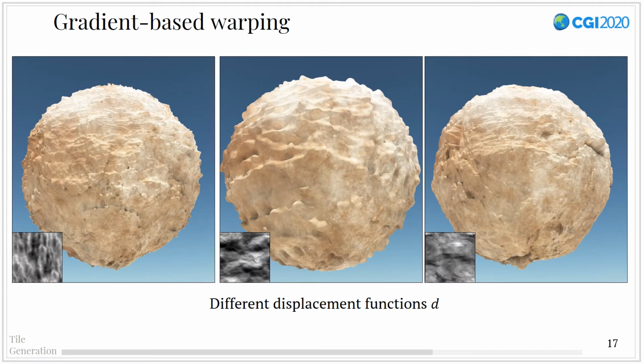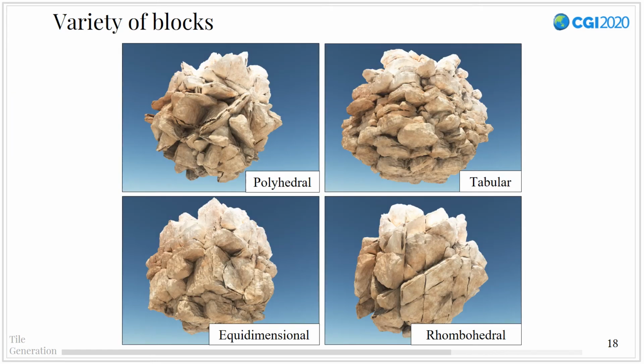The interesting thing is that you have control over the displacement function d, which can be defined as a construction tree, procedural noise, or a baked texture. Our method is capable of reproducing a variety of block structures. These types have been identified in geomorphology and are the result of different fracture distributions.